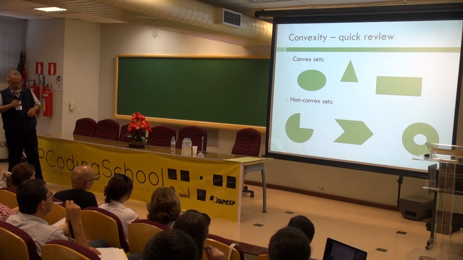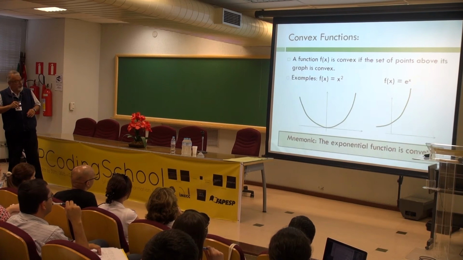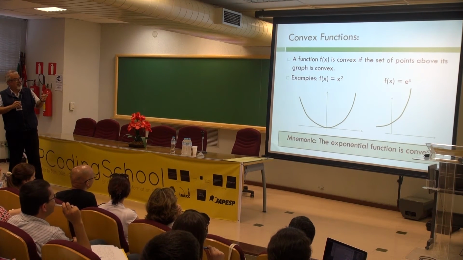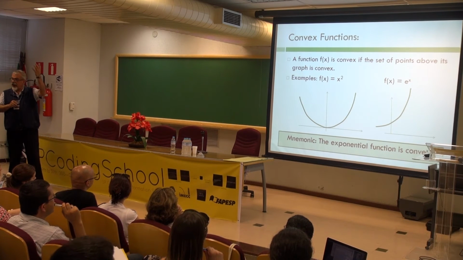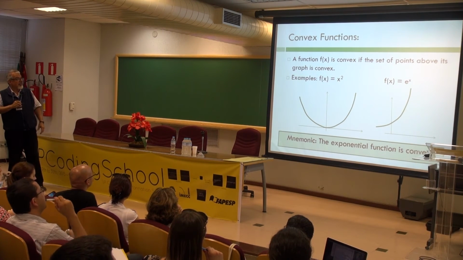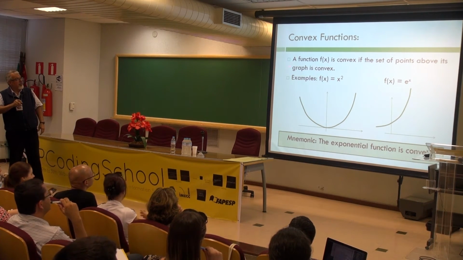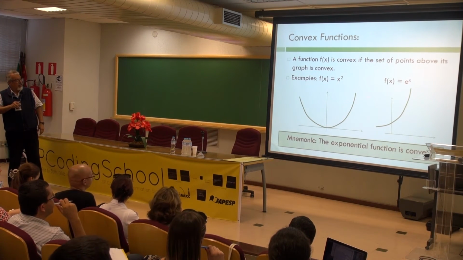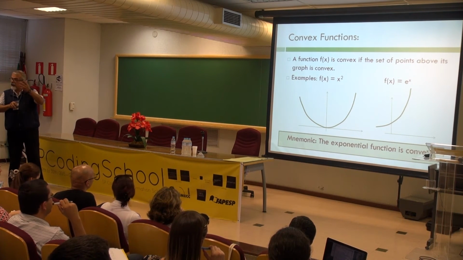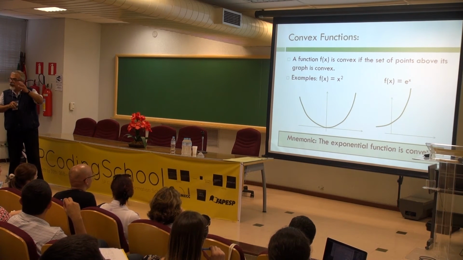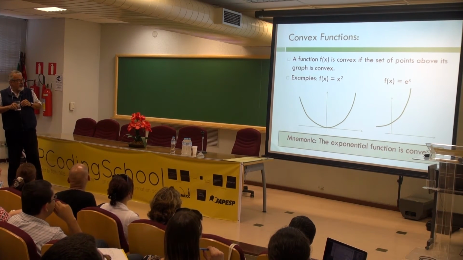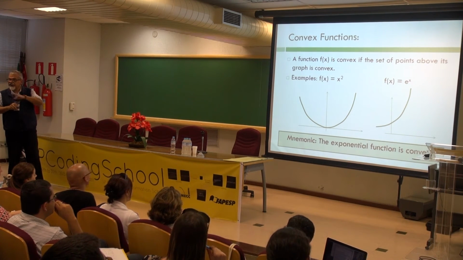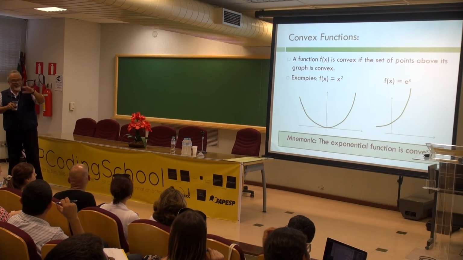Well, fine. Now let's take this concept to functions. A function is convex if the set of points above its graph is a convex set. Okay? So the definition is very simple. The set of points above its graph has to be convex. So examples, x squared, exponential of x. And a mnemonic, because sometimes people have confusion between convex and concave. Very simple. The exponential is convex, and there is a little exponential here at the end. So nobody will forget more what's convex and concave.